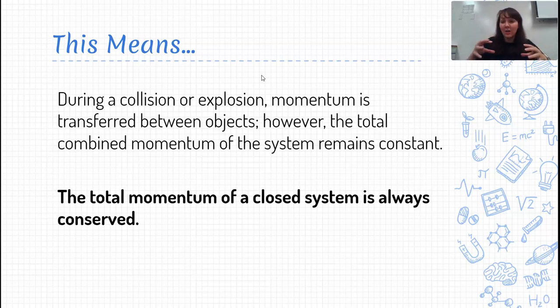It doesn't matter how those two objects within the system are interacting, whether they're colliding, exploding, whatever it is that they're doing. As long as it's a closed system and we don't have any outside interference, that total momentum gets passed back and forth, but the total does not change.